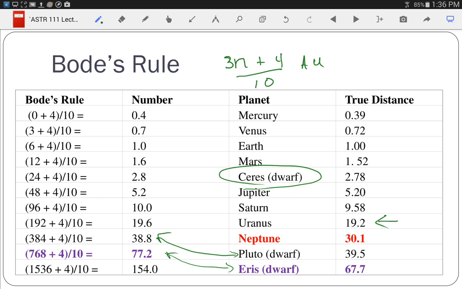Yes? Doesn't Pluto have an elliptical orbit? Yes, it does. So this is the semi-major axis for the true distance, because yeah, it goes into that. So that could make it work out that way.